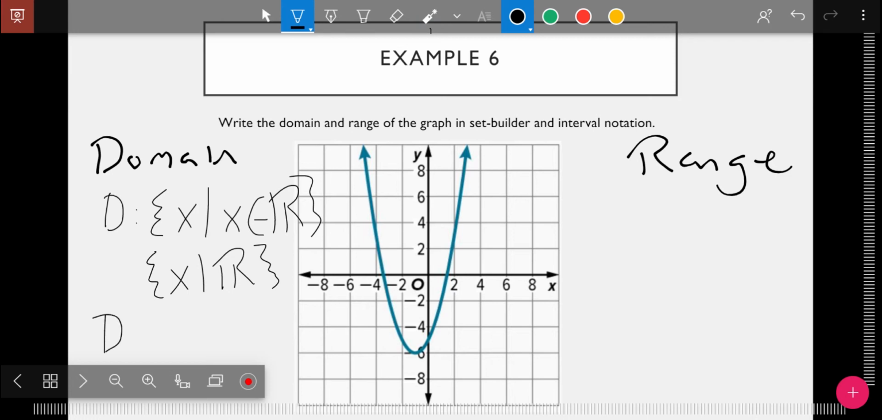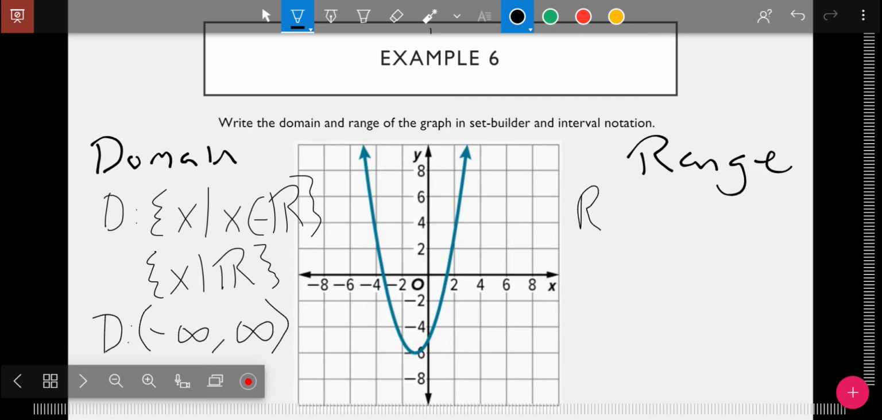And so all reals in interval notation means the farthest left it goes is negative infinity. The farthest right it goes is positive infinity. And then infinities always get the rounded off ones. And so that is the interval notation.